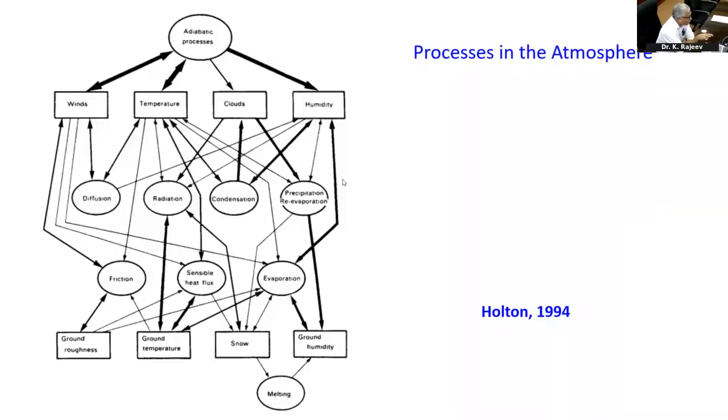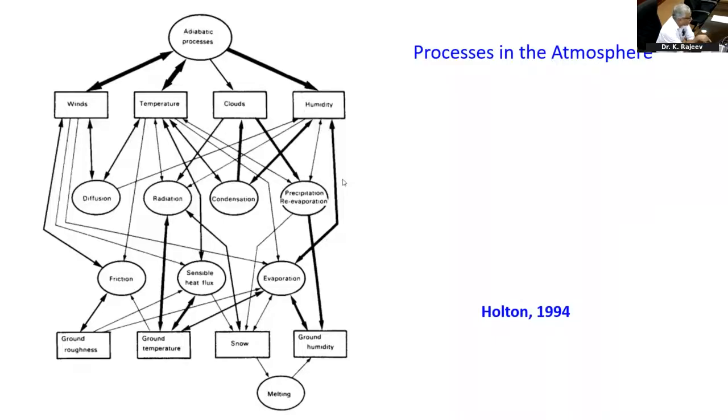Leave aside adiabatic processes and all. We have winds, temperature, clouds, and humidity. Means water. This is the primary constituent of the atmosphere that drives meteorology. The radiation is controlled by clouds. The condensation is controlling clouds. Humidity controls precipitation and re-evaporation controls humidity again. That is the reason.